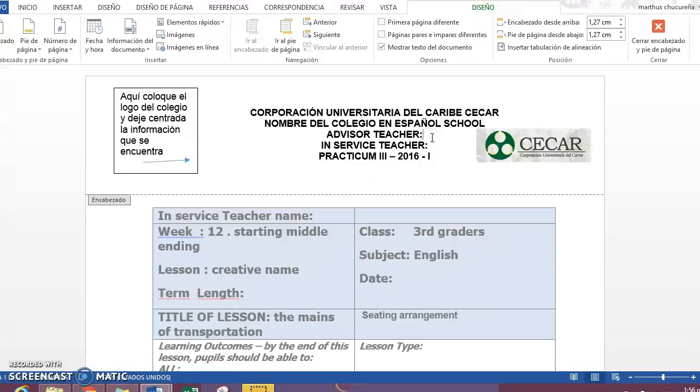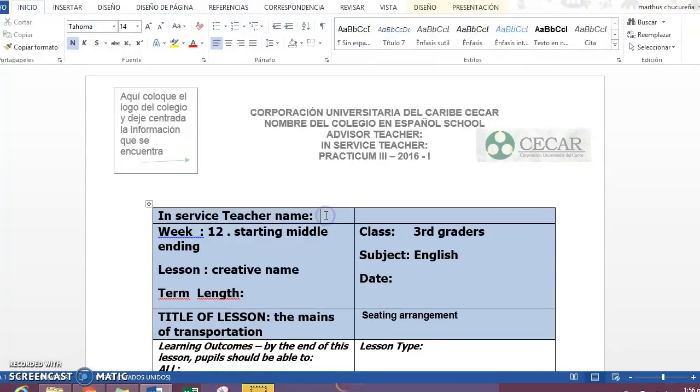Advisor teacher, in this case, is my name, Marta Moreno, and in-service teacher, in this case, is your name. And also you have to change the name of the school. Well, the first aspect says in-service teacher name. In front you have to write your name.